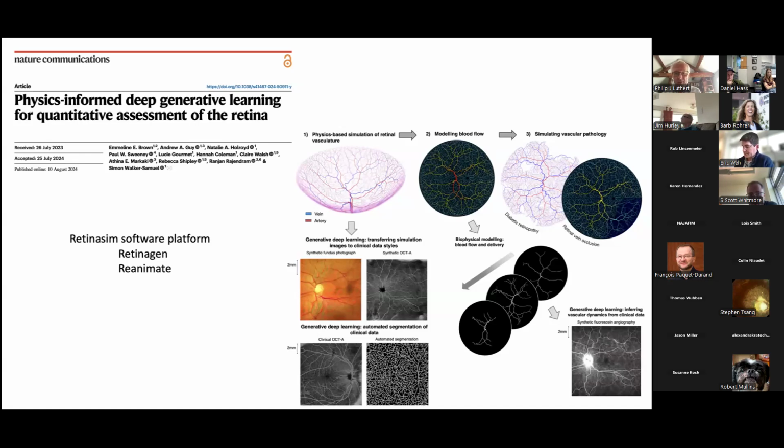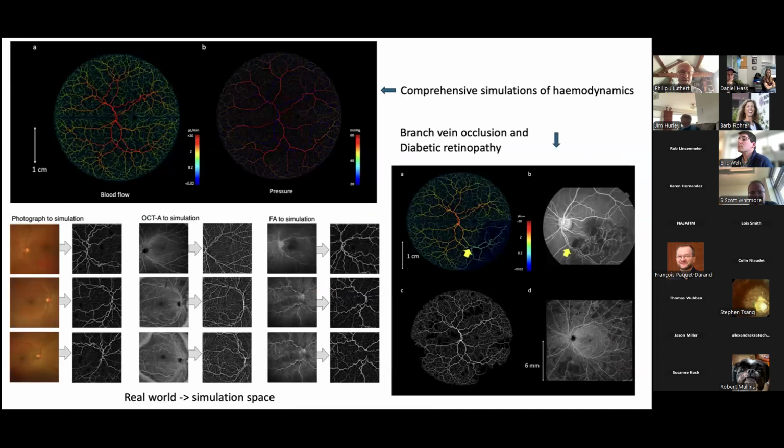But not only has he done that, he's done it in a way that means that he can move between simulation space and clinical space by using OCTA imaging. And I'm going to skip the detail, but the bottom small panels show how he can go from clinical photographs or OCTA imaging or even a fluorescein to his model, or he can take his model and produce a picture that a clinician would recognize.